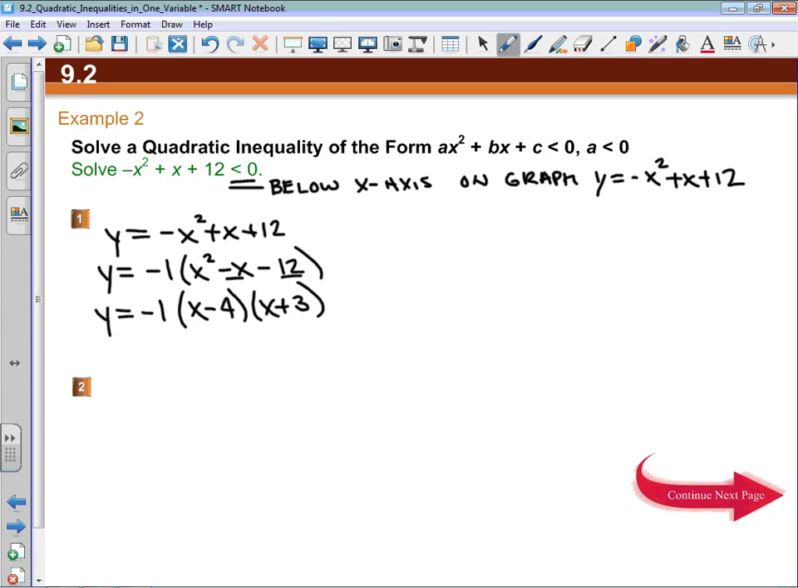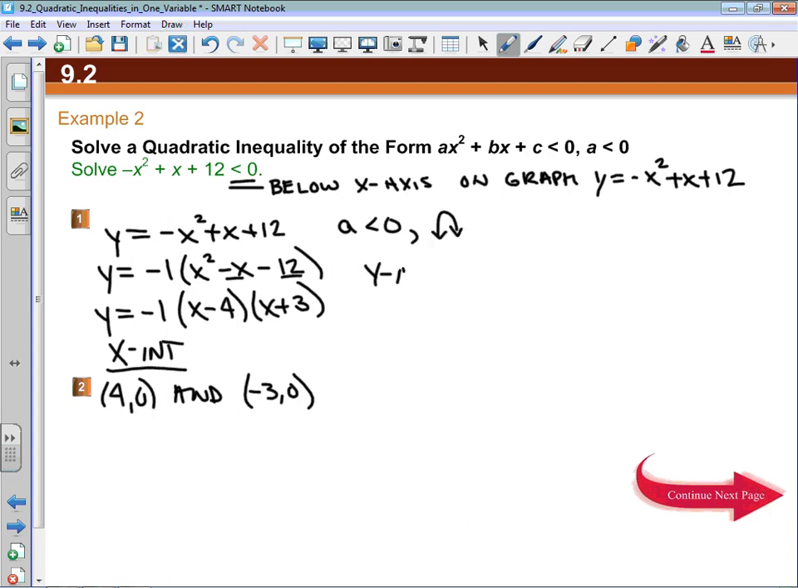From this point, I'm going to identify that we now know my x-intercepts are at (4, 0) and (negative 3, 0). The other information we know is right back up at the beginning. It says in the question that the a value of this quadratic is less than 0, so we know that the quadratic opens down. And just to be as completionist as possible, what's the y-intercept? Hopefully it's as easy as inspection. It is at (0, 12) for this particular quadratic.